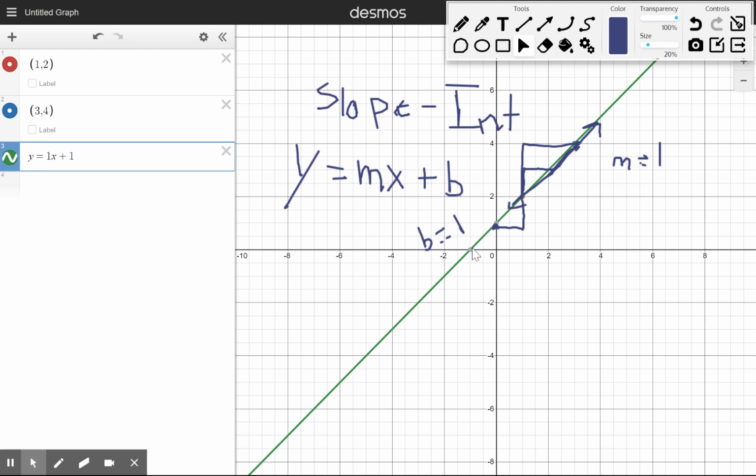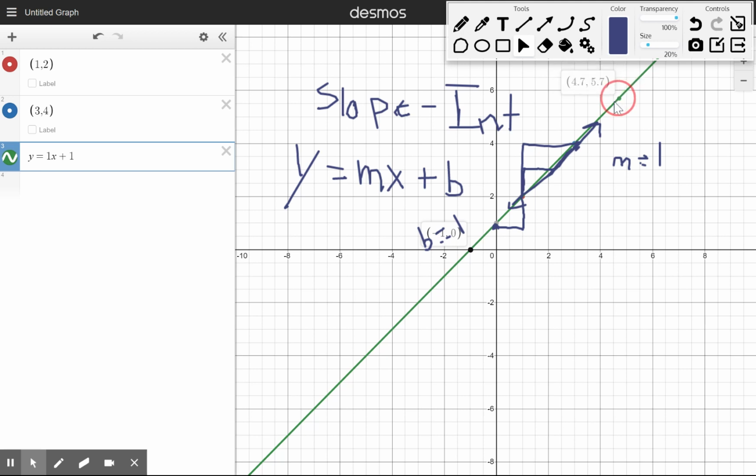Okay, now the nice thing about Desmos is you can find other points on the line, and you can do this in your graphing calculator as well. You just go into your y equals key, type in 1x plus 1, and a good window would be zoom 6, or a standard window.